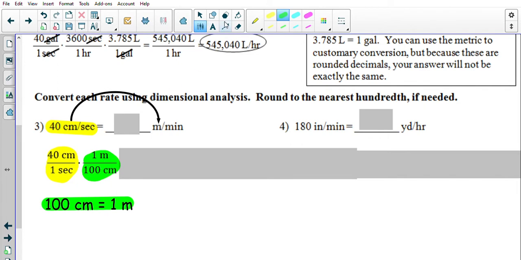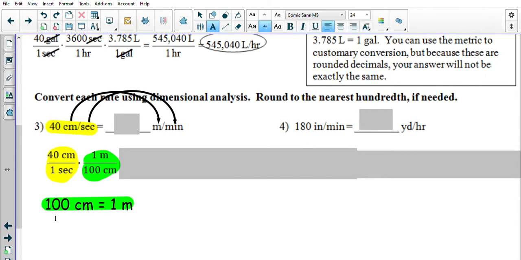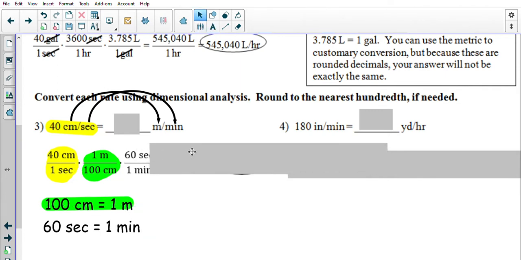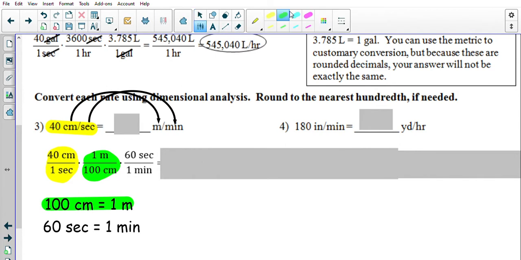We also need to convert between seconds and minutes. I want an arrow there. There are 60 seconds in a minute. You know this. You count them down every day at the end of the period. We've got seconds on the bottom of this first fraction, so 60 seconds is going to go on the top of our last fraction. And we'll highlight that in blue, just to keep everything nice and color-coded for us. Notice the multiplication signs between these, not equal signs, since we're going to be multiplying straight across.